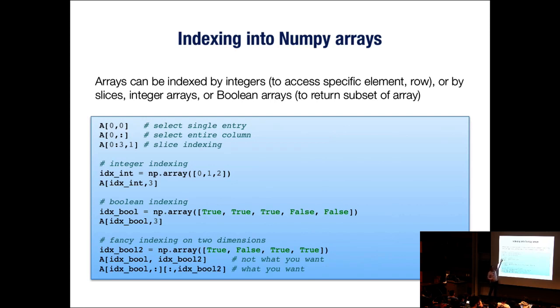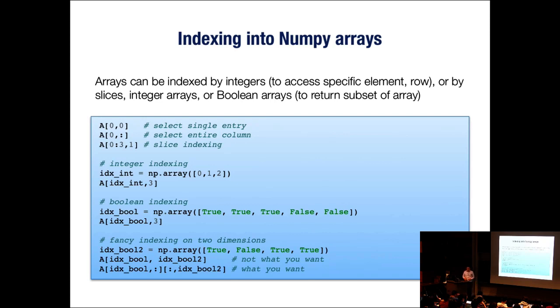So this would select the entire 0th column of this matrix. Sorry, the 0th row of the matrix. Yes, that should be row there. It should be the 0th row. So select the 0th row and all columns. And you can also do things like select parts of it with slice indexing, the same as with Python lists. You can say select rows 0 to 3. And just like with Python lists, that's not inclusive. So it will select the rows 0, 1, 2, and the column 1.